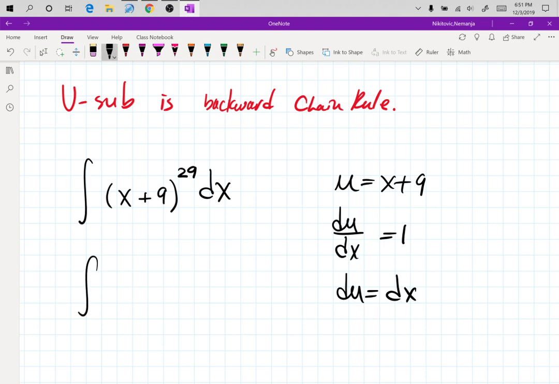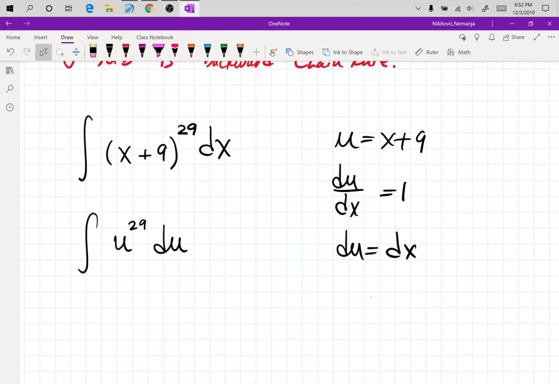Instead of x plus 9, I will write u, and then I still have a 29th power up there, and instead of dx, I have du. So I use the substitution to replace all of the expressions which contain x's into this new integral that only contains u's. So now we will integrate. We will get u to the 30 over 30 plus c. It's a plus c or minus 1. You pick.